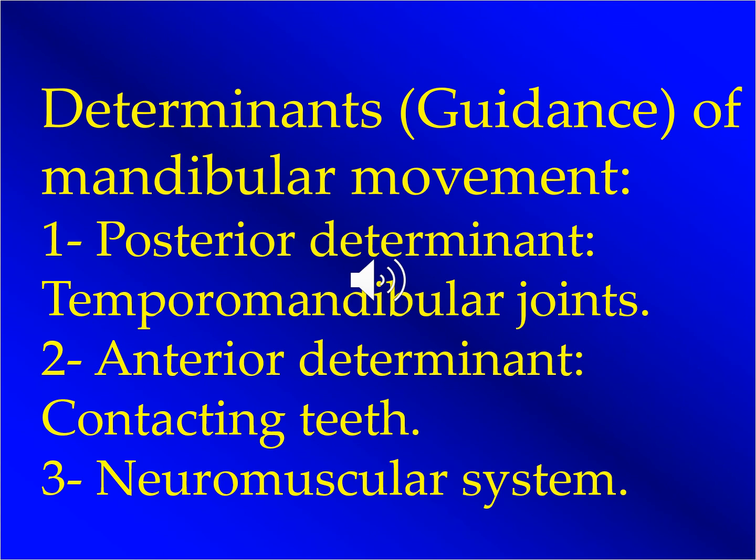Now, just a reminder, the determinants of mandibular movement. We have posterior determinants, which are the two temporomandibular joints, and anterior determinants, which are the contacting teeth. And the neuromuscular system that's going to move the mandible without violating these determinants. Of course, you cannot force two rigid objects into each other. Posterior determinants, temporomandibular joints, are going to move according to their anatomical relation, and anterior teeth contact is going to dictate the mandibular movement anteriorly, and anything in the middle is going to be governed by these three determinants.